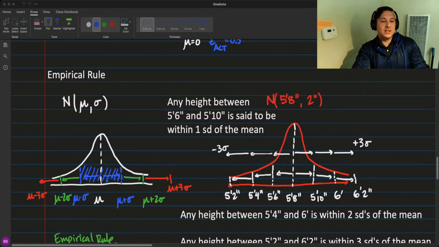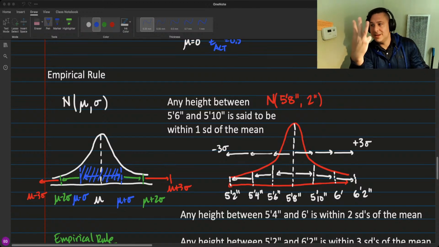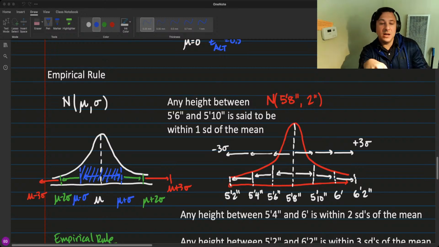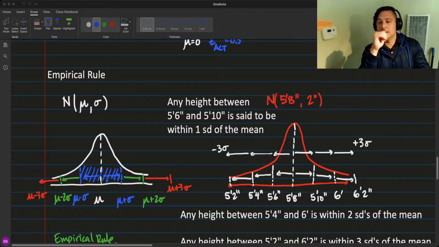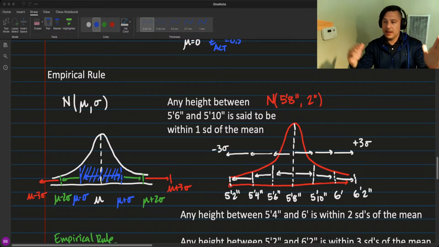If we look at this example right here with the heights for males, the mean is 5'8" and the standard deviation is 2 inches. If you go one standard deviation in each direction, that'll be 5'6" to 5'10", because 5'8" plus 2 inches is 5'10" and 5'8" minus 2 inches is 5'6". So you have that range, and that's 68% of men. And you can keep doing that. So we learned about that.